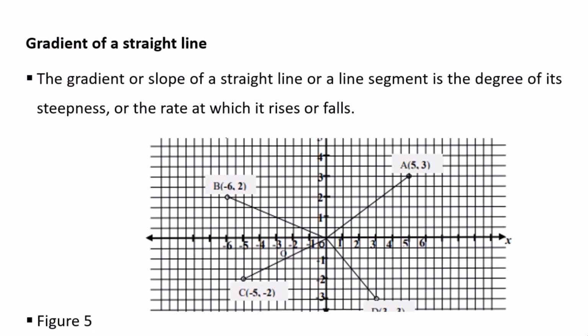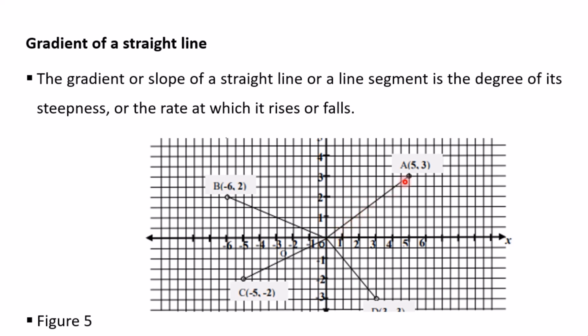So, gradient of a straight line. The gradient or slope of a straight line or line segment is the degree of its steepness, or the rate at which it rises or falls. So the slope or the gradient is normally how it rises or how the line falls. Now, when we go to the next slide, that's what we are going to talk about.